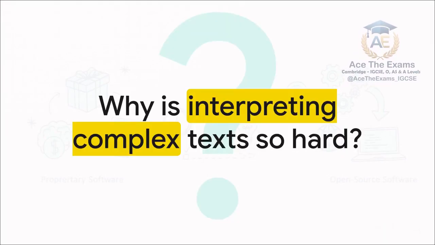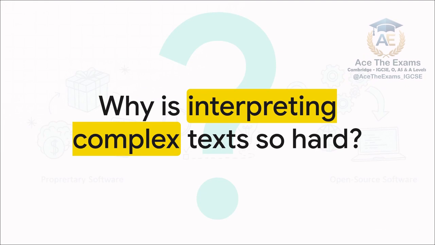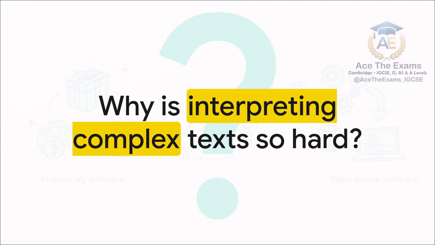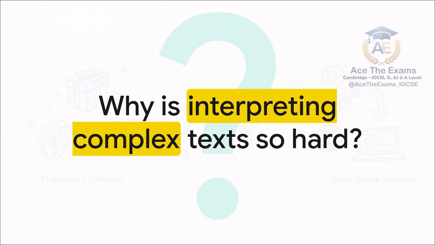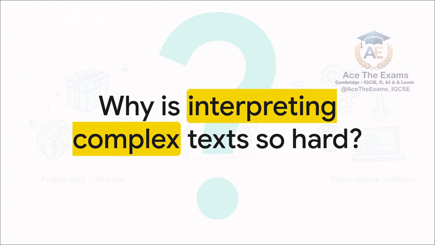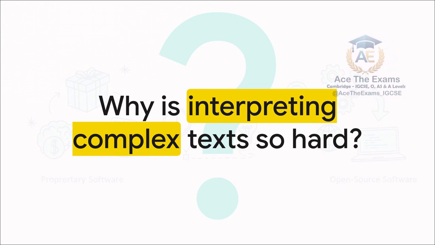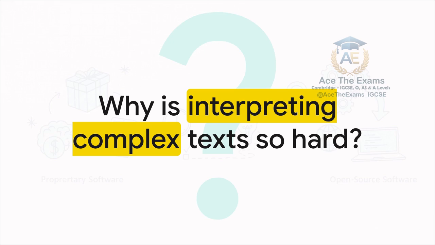So that brings us to the big central question. Why do students find interpreting complex text and data related to this topic so difficult? Honestly, it usually isn't because they don't know the basic facts. You probably already know what open source means. It's because the exam questions demand a much higher level of cognitive processing.